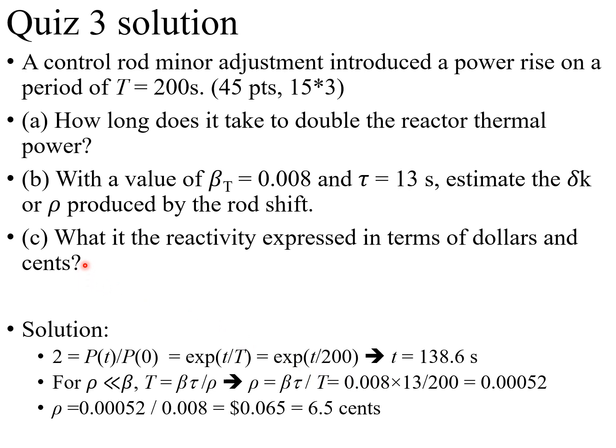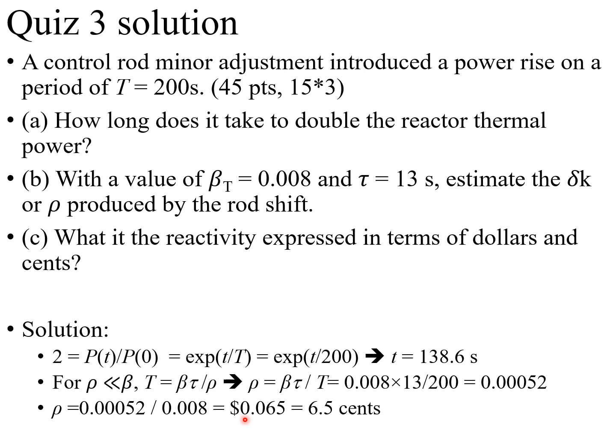Problem C. What is the reactivity expressed in terms of dollars and cents? Okay. So reactivity may be expressed in different units. For dollars and cents, we simply use the actual reactivity divided by beta total. In this case, beta total is equal to 0.008. Then we use this one over this one. The result will have the dollar unit.